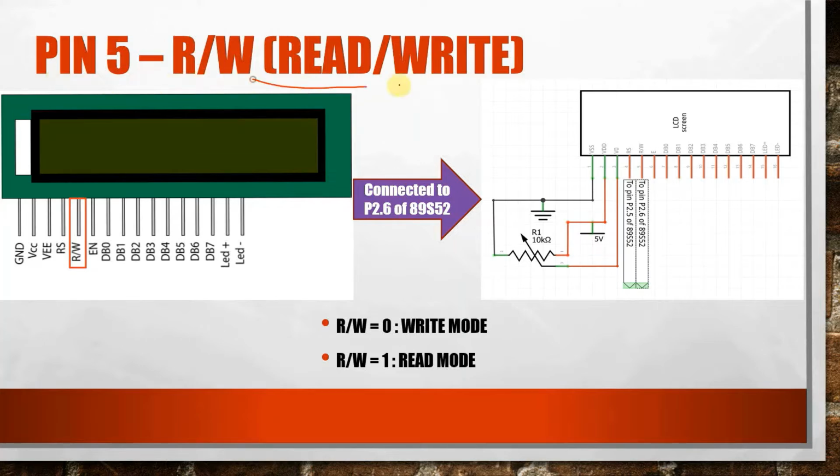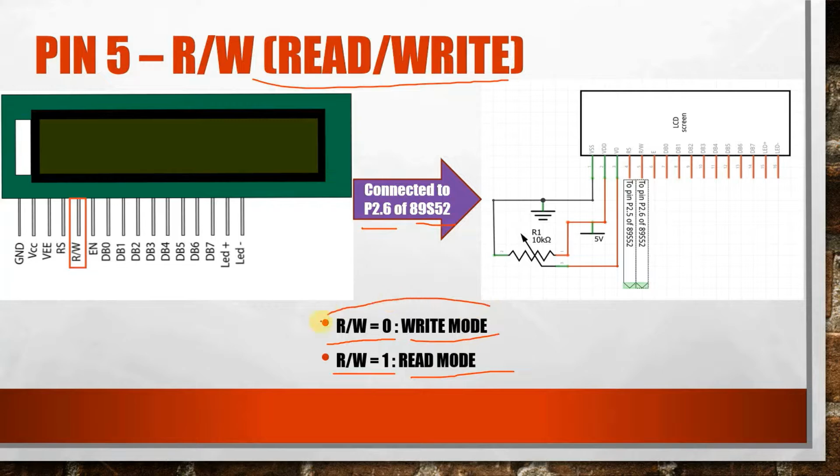Pin number 5 is the read and write pin. It is connected to pin 2.6, that is port 2, bit 6 of the 89S52. Read and write. When R/W is made 0 through programming, then write mode of the LCD is selected. When R/W, that is pin number 5, is made 1, then read mode is selected. That is, 0 means write, 1 means read.